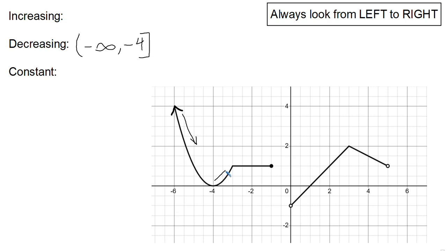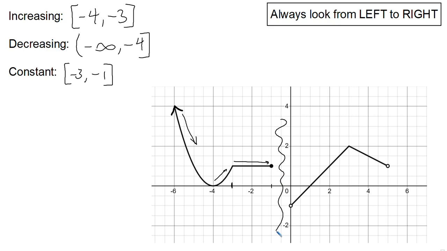Then we're increasing for just a little bit from -4 until we get to -3. So we'll put a -4 to -3 on our increasing interval. After that, our graph switches and it is completely flat. It's constant. So we'll say we're constant from -3 until we get to -1. After that, we have a big gap here, so we're not going to have anything between -1 and 0.